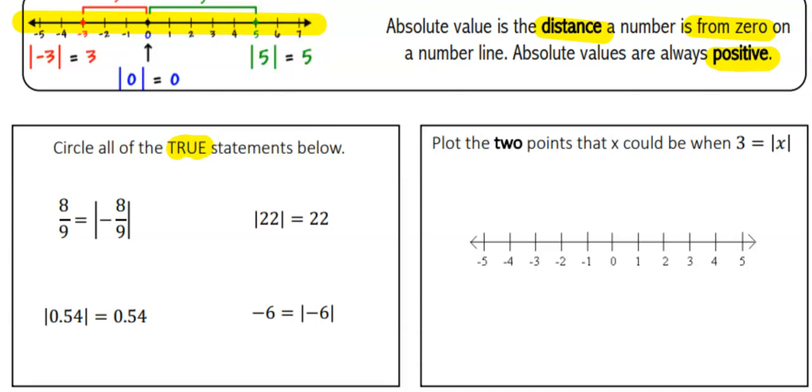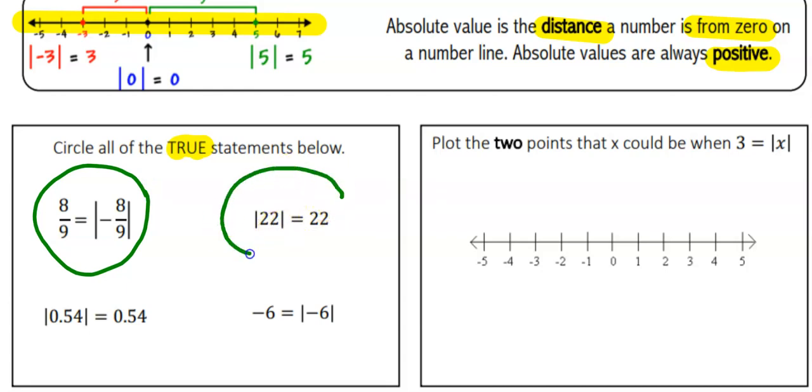So for this, this is saying 8/9 is the absolute value of negative 8/9. So in other words, is 8/9 the distance negative 8/9 is from 0, and that would be true. Fractions have absolute value just like whole numbers. The next one, the absolute value of 22 is equal to 22. Again, it's positive, it's the absolute value, it's the distance a number is from 0. Another example we have here is the absolute value of 54 hundredths is equal to 54 hundredths. That's true. Decimals can have absolute value, that's their distance from 0, and it's always going to be a positive amount.